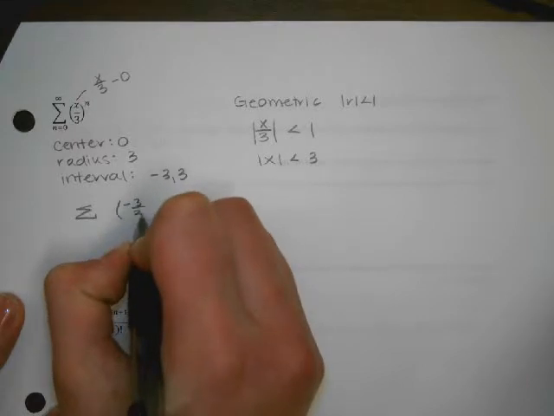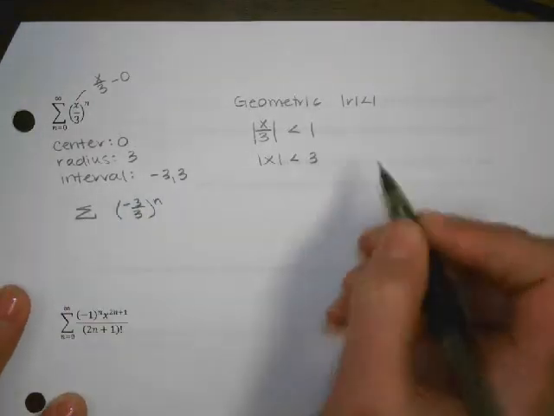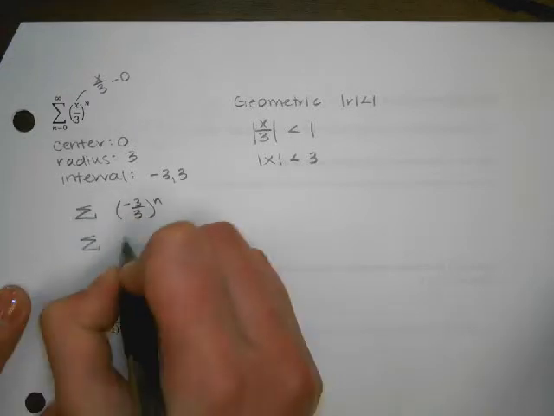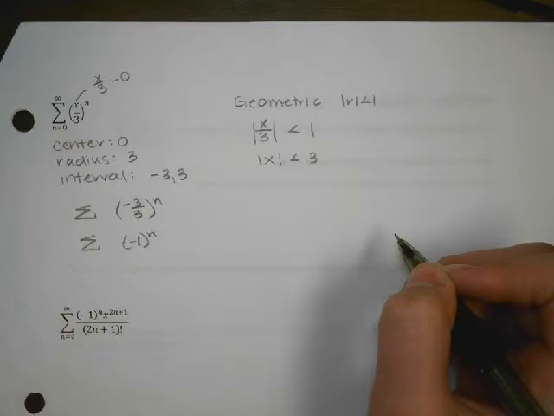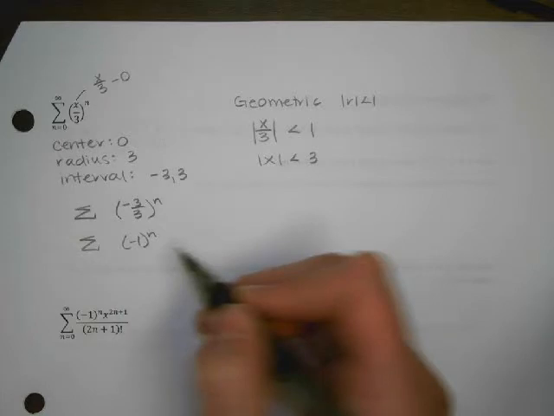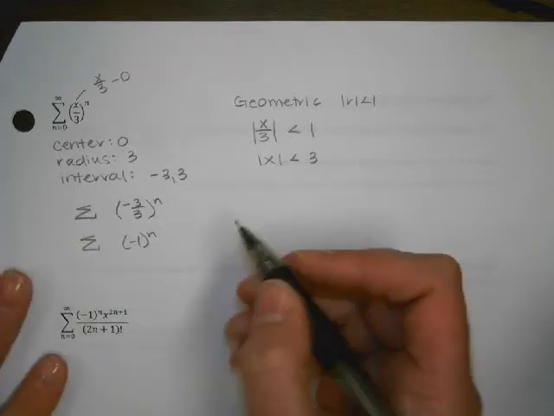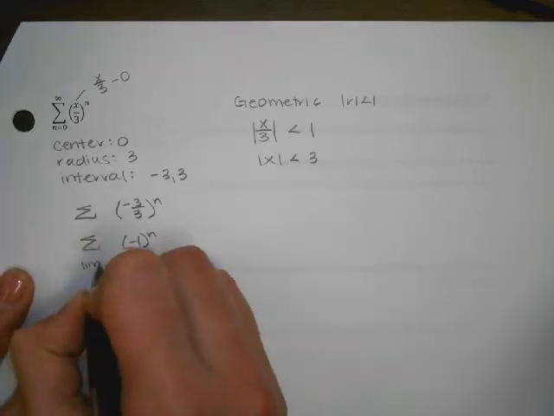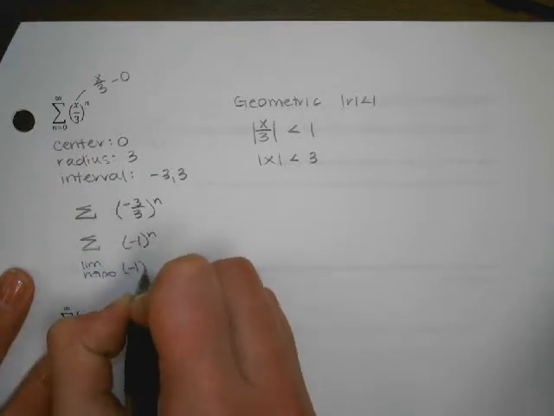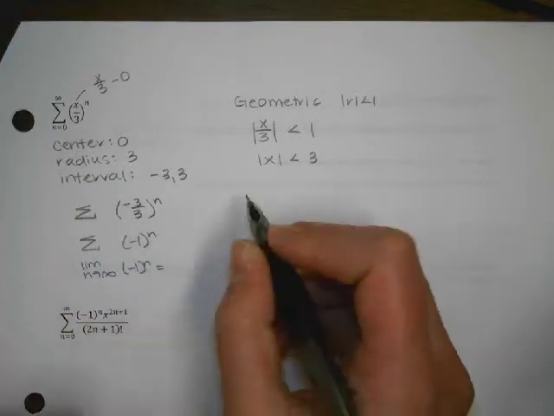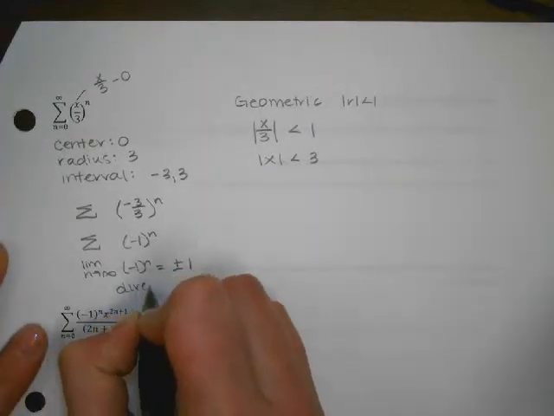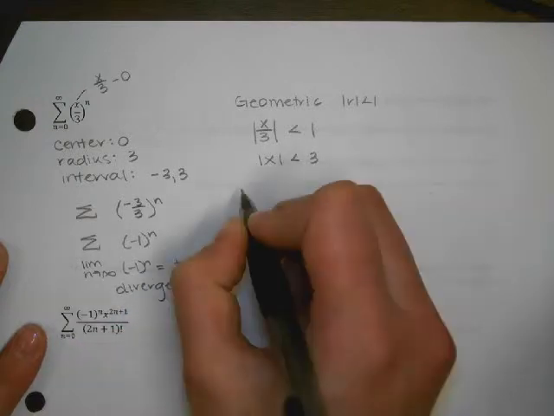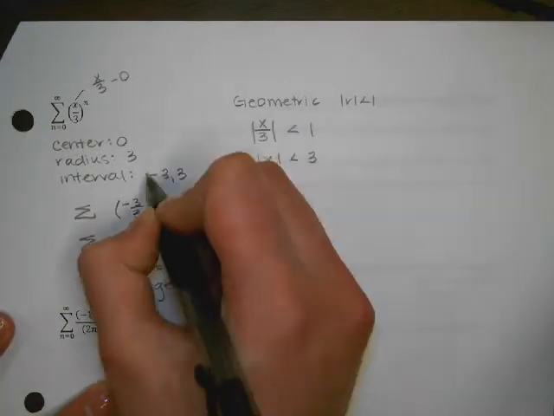So -3 over 3 to the n is going to be -1 to the n, which will just be alternating between -1 and +1. And if you think about this one, that's kind of like the nth term test. So if I did the nth term test, I'd say the limit as n goes to infinity of -1 to the n would alternate, it'd be plus or minus 1. And so the conclusion there is that it diverges. And that means we're not including that one.